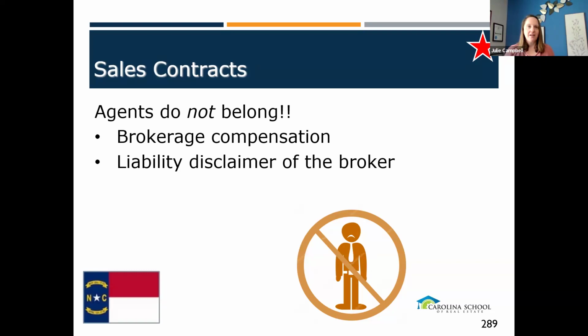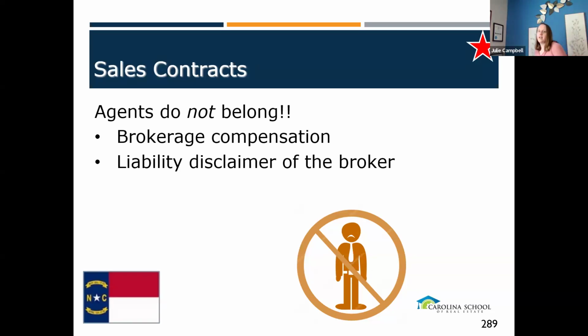How far do you think that made it in a court of law? The judge is going, you're the broker, you're not the buyer, the seller. Who are you? You're not a party to this contract. So the big picture, no mention of our compensation.